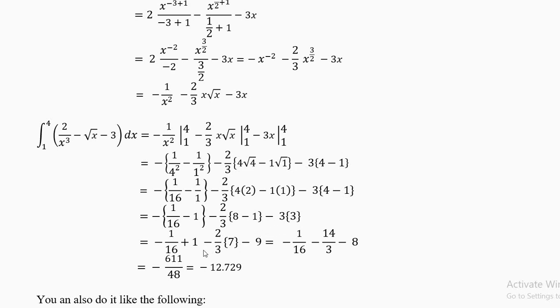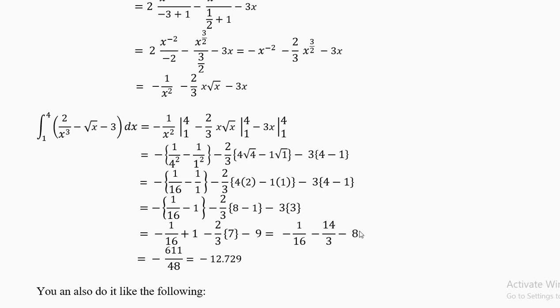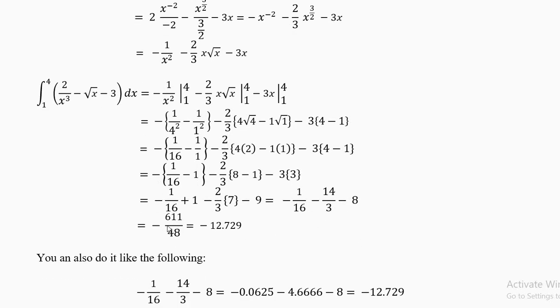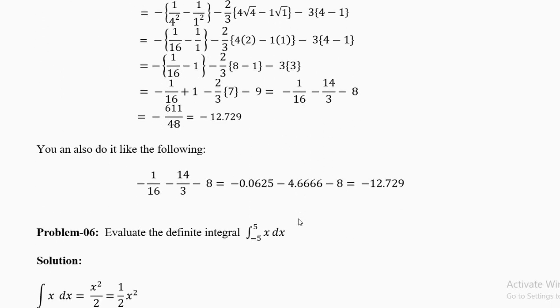So you'll get minus 1 over 16 plus 1 minus 14 over 3 minus 9. Now this plus 1 and minus 9 will become minus 8. You are left with these fractions. You do them in your calculators. You'll get minus 611 by 48. If you are using decimals, you'll get minus 12.729.